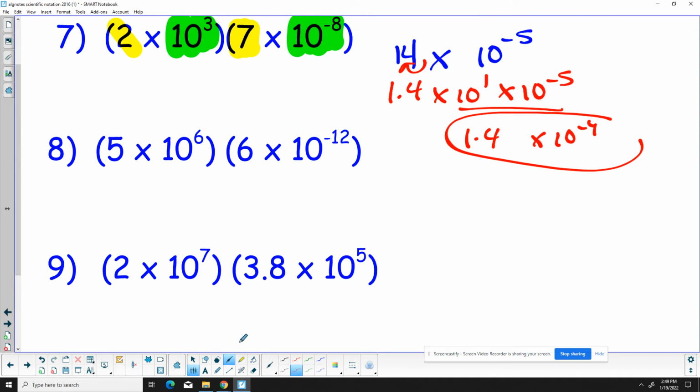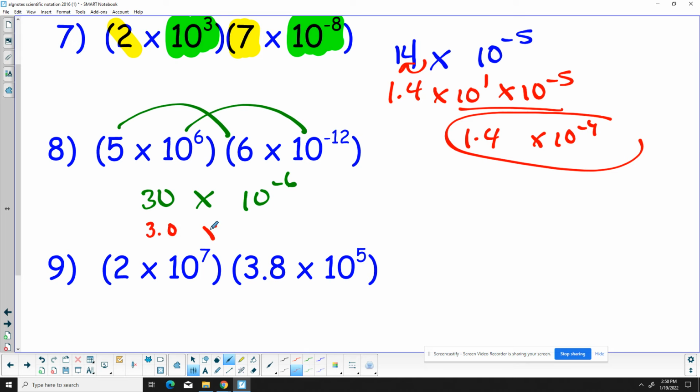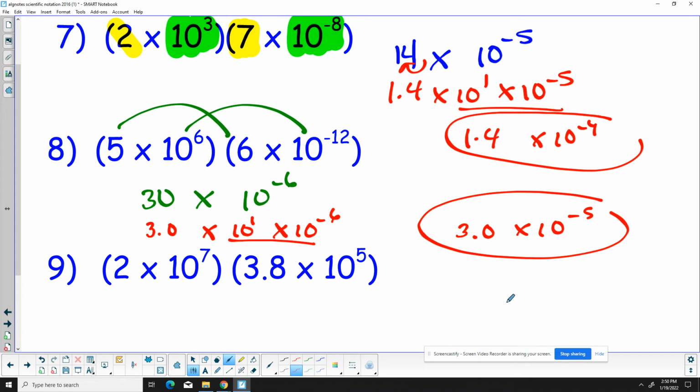So let's try number 8. If you want to stop and try it on your own, that's a really good idea. Best pause and give it a try and then turn it back on, see if you did it right. So 5 times 6 is 30, and 10 to the 6 times 10 to the negative 12 is 10 to the negative 6. But 30 is too big. It's way bigger than 9.9 repeating, so I'm changing it to 3.0. And since it's bigger, I'm making it 10 to the first. And then I'm combining these two. So 3.0 times 10 to the negative 5 is the answer.